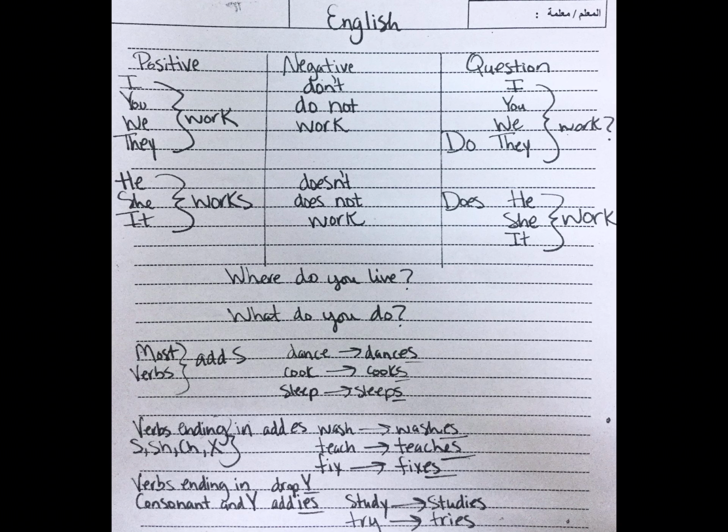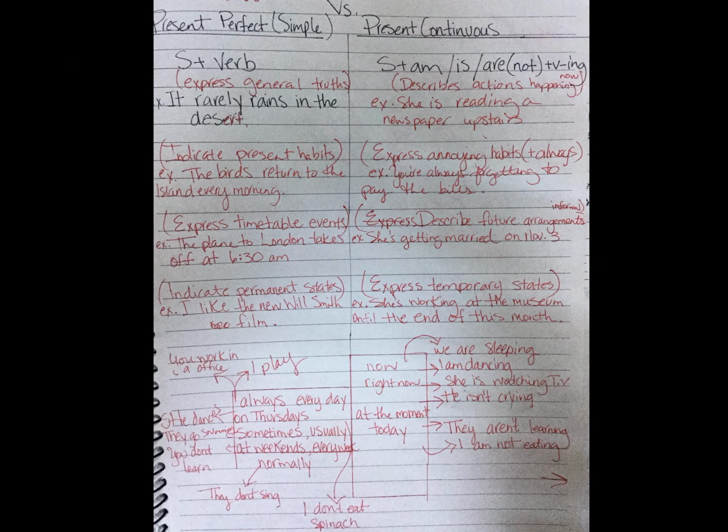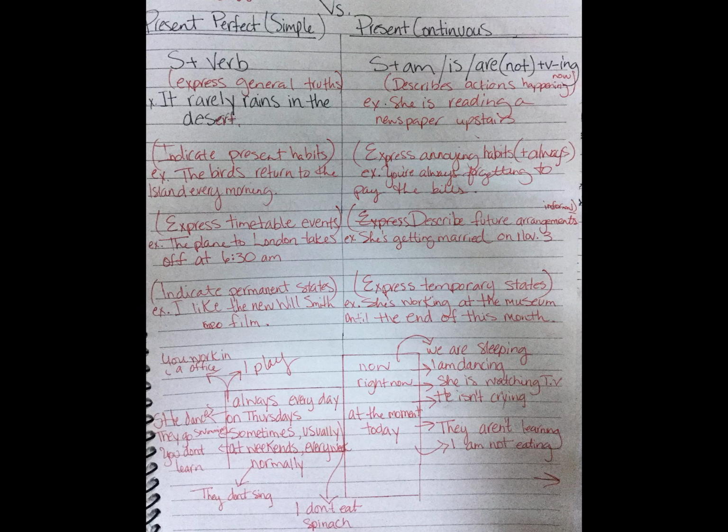I tried to make it as simple as possible, not to complicate things. And then here, just to refresh your memory, the present perfect simple versus the present continuous. Here we have subject plus verb, and we need to know that the present perfect expresses the general truth. For example, it rarely rains in the desert. Yani, this is a fact, something true about the desert.